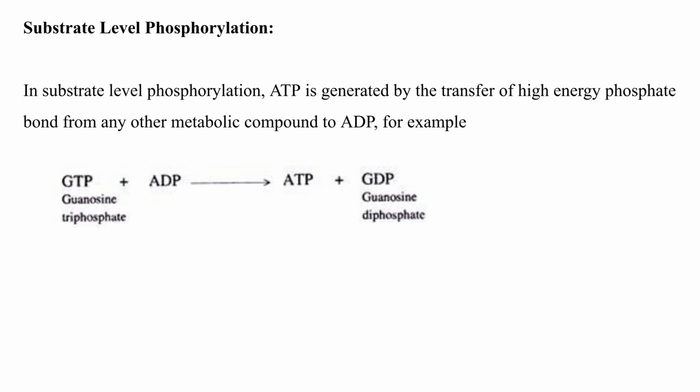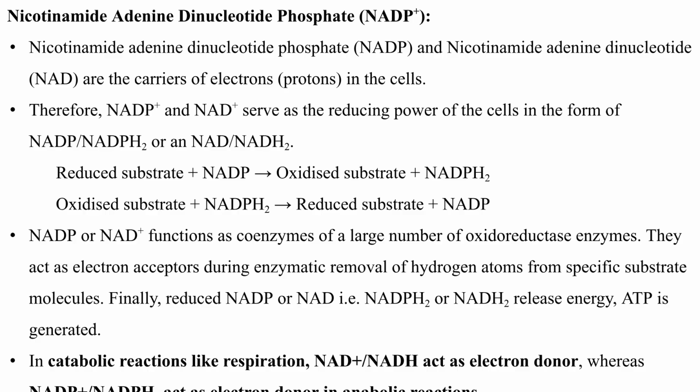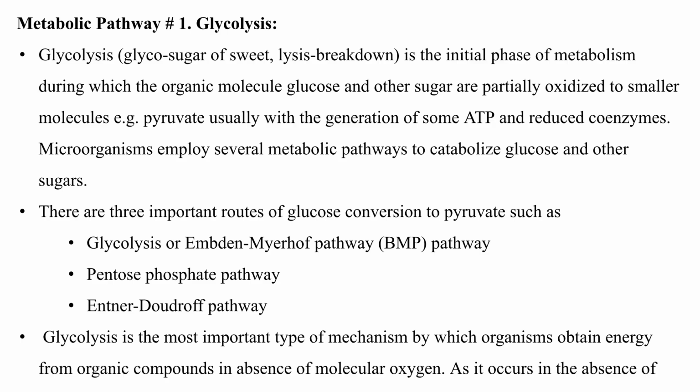Oxidative phosphorylation involves passing electrons through an electron transport chain to generate ATP. It occurs in the inner membrane of mitochondria in eukaryotes and the plasma membrane of prokaryotes. Substrate-level phosphorylation generates ATP by directly transferring a high-energy phosphate bond from a metabolic compound to ADP. NADP+ and NAD+ are essential electron carriers, serving as the cell's reducing power. They act as coenzymes in many oxidoreductase enzymes.